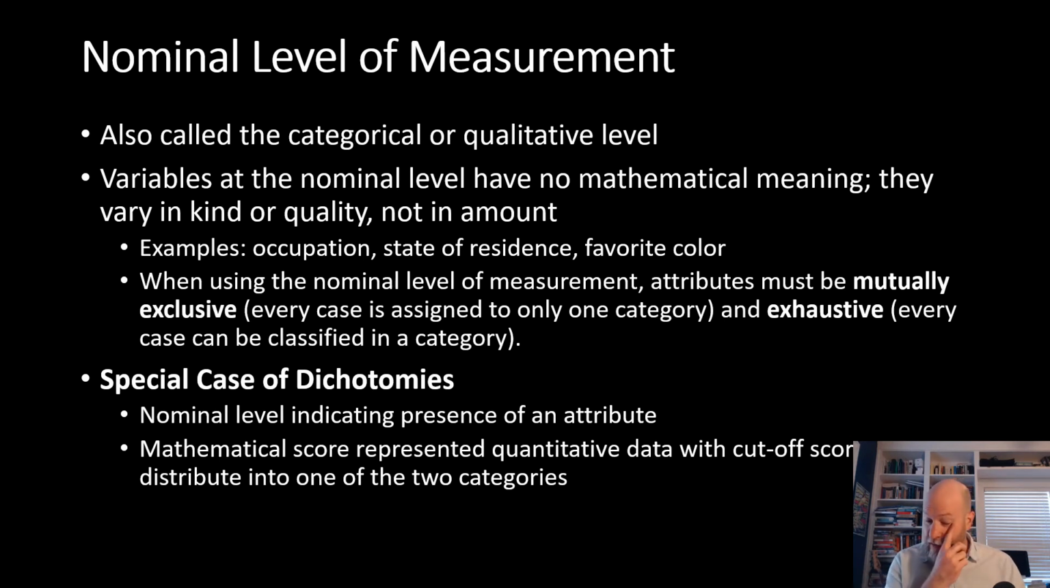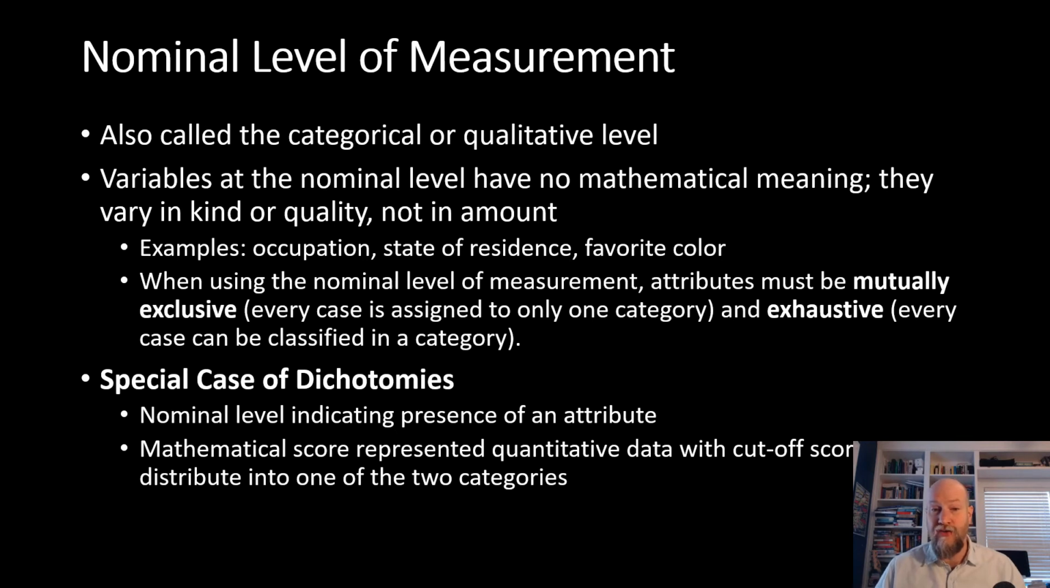One important thing to remember about a nominal level of measurement is it has to share two characteristics. Okay. The attributes must be mutually exclusive, meaning that you can't fall into more than one category. You have to be one or the other. For this to have any meaning whatsoever, you can only apply one nominal value to that category. And they have to be exhaustive.